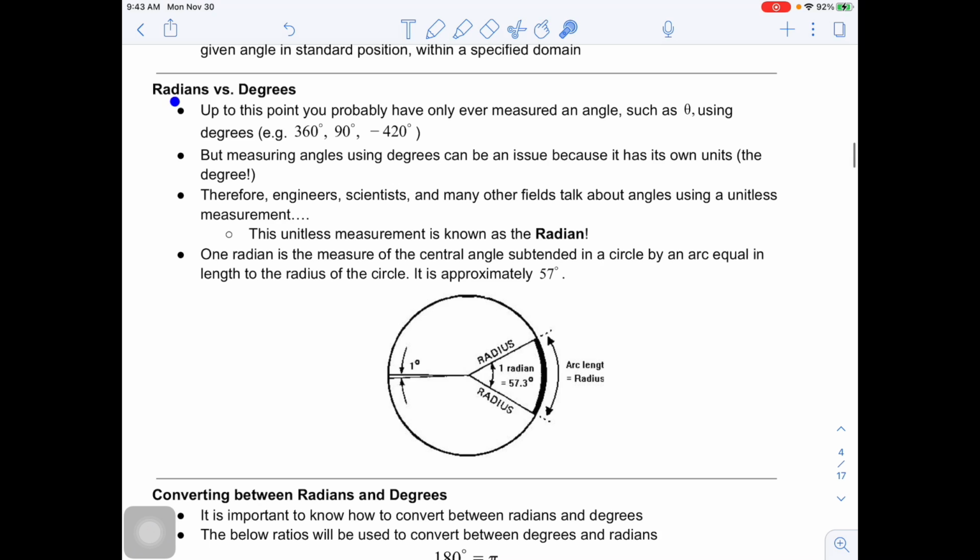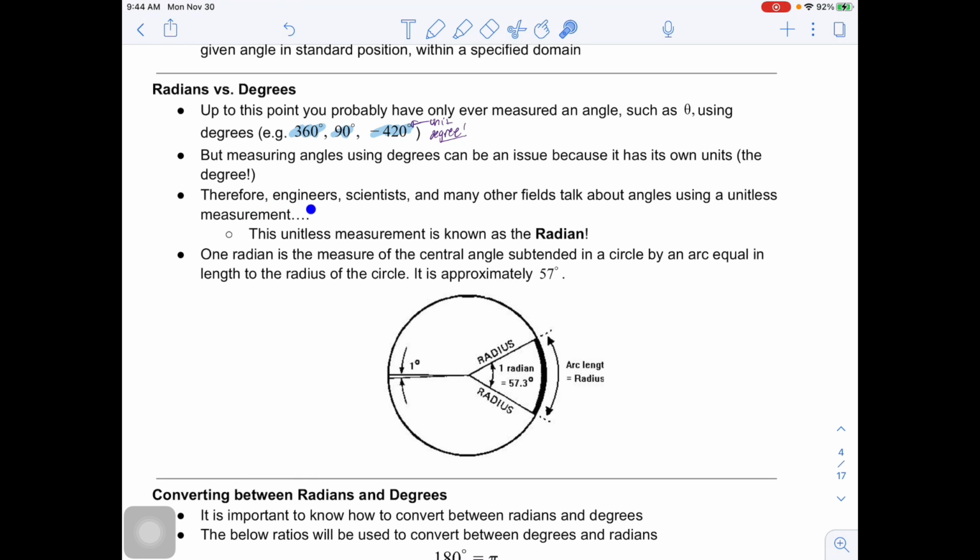So let's talk quickly about radians versus degrees. Up to this point, you've pretty much only ever dealt with degrees, an angle measured in a degree, with that little unit there. And believe it or not, that is a unit. That's a degree unit. The problem with this is that measuring angles using degrees can be an issue because it actually has its own units, the degree, that little dot there. And when you have units, it becomes tricky multiplying things by certain things and whatnot.